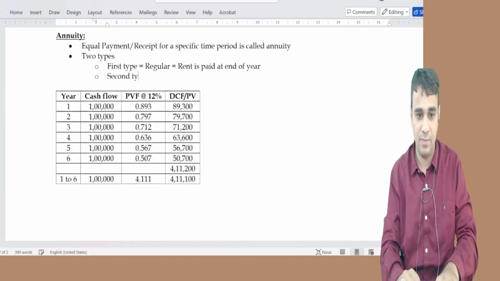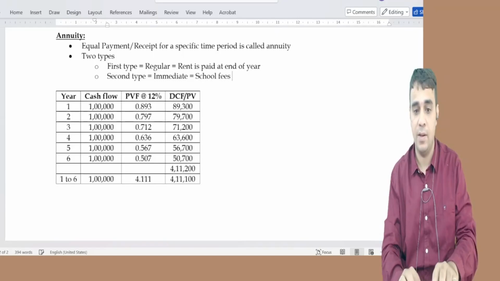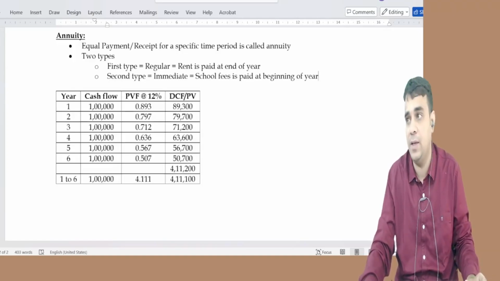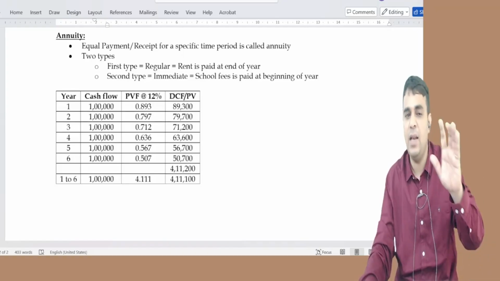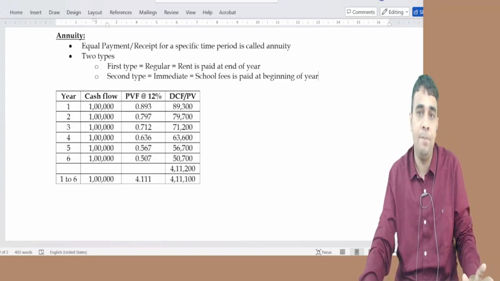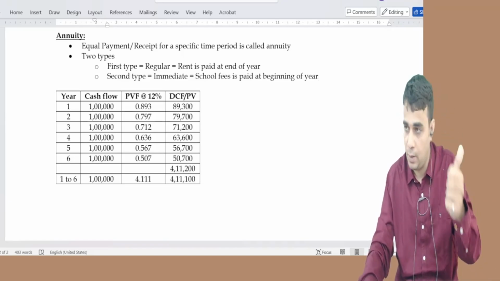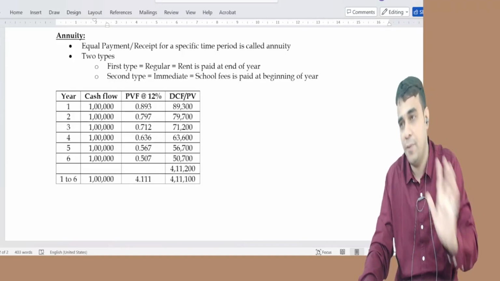Second type is immediate. Immediate means school fees is paid at the beginning of the year. You want to pay the school fees for the next 15 years. When will you pay? At the beginning of the year. When will you pay rent? At the end of the year. You could be paying at the beginning of the year or at the end of the year. Calculation is a little different for both. There are two types of annuity. One is called regular, second is called immediate. Regular, paid at end of year.